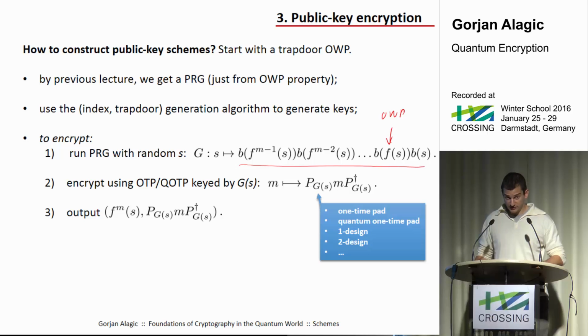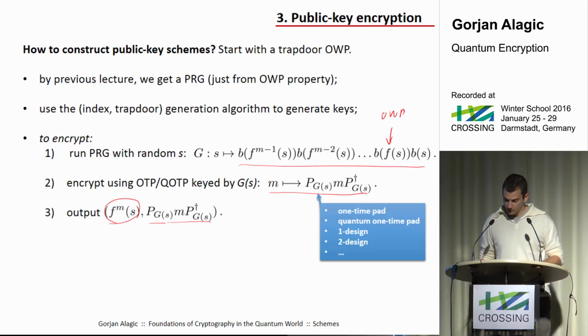Now we can use the output of the pseudorandom generator to encrypt using the one-time pad or CPA-secure encryption, whatever we like, depending on our goals. So that's this operation here. And then finally, what we're going to output is the encrypted state, together with this funny trapdoor device, which is the nth power of F evaluated at the seed.